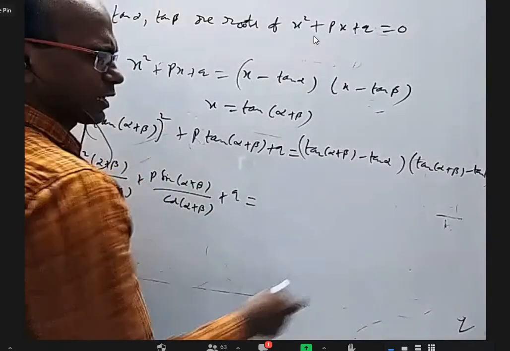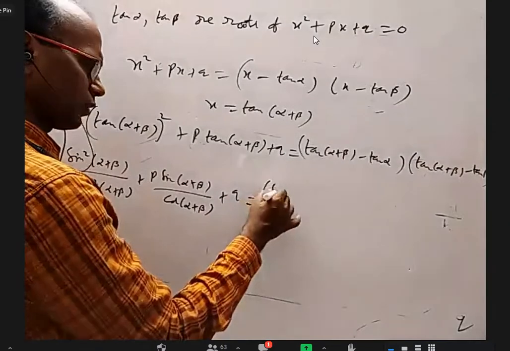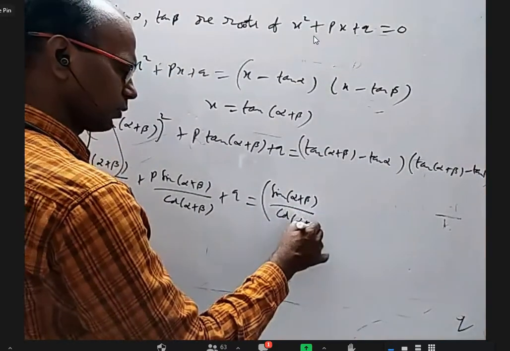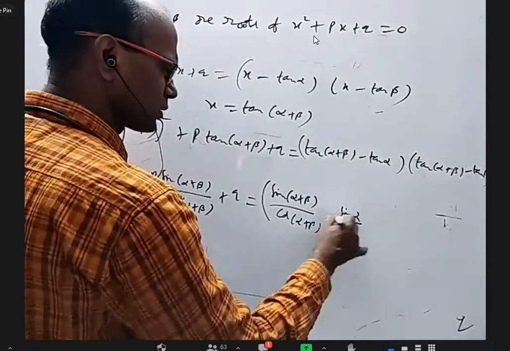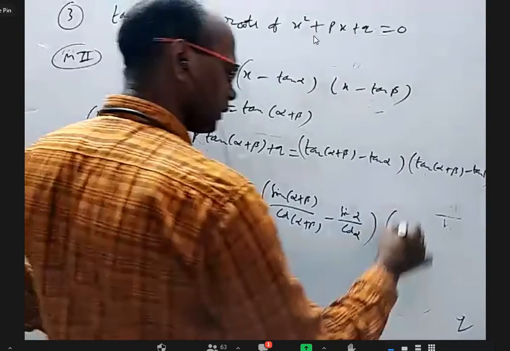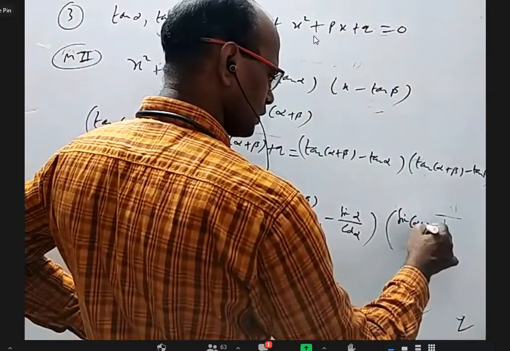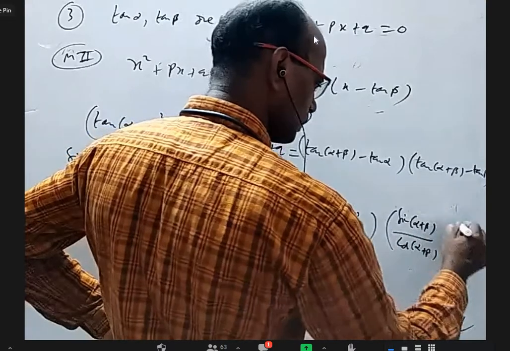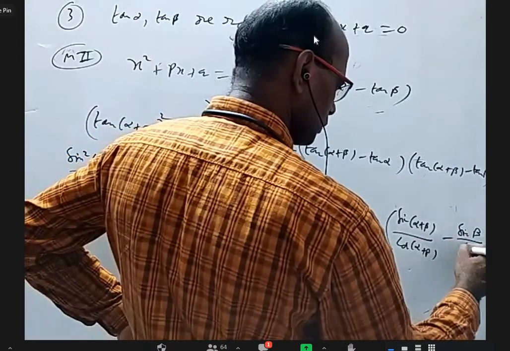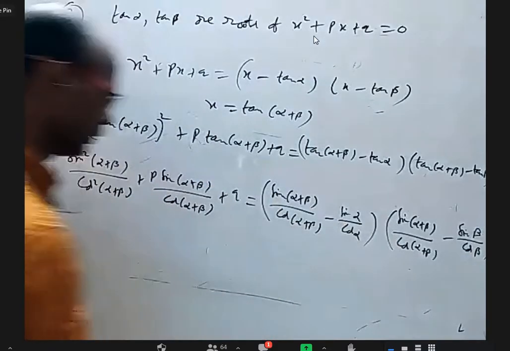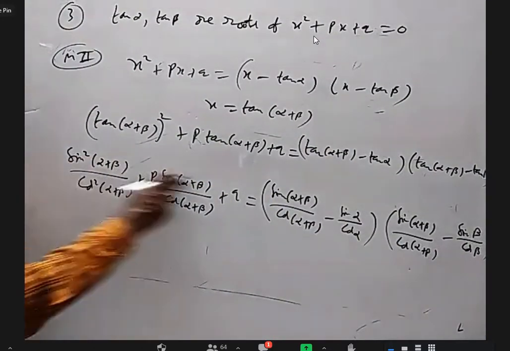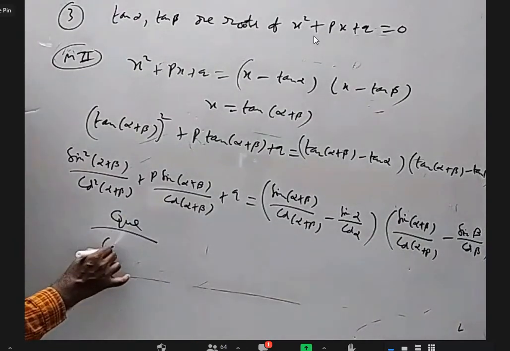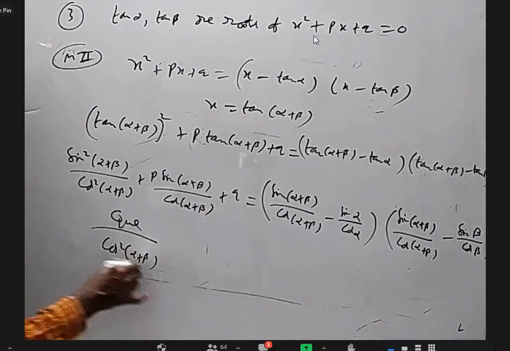Here also I want to write sin by cos and take LCM. When you write it in one more step: sin(α+β) by cos(α+β) minus sin α by cos α, and here sin(α+β) by cos(α+β) minus sin β by cos β. If you take LCM here, the numerator what you get is our question. Denominator will come cos²(α+β).